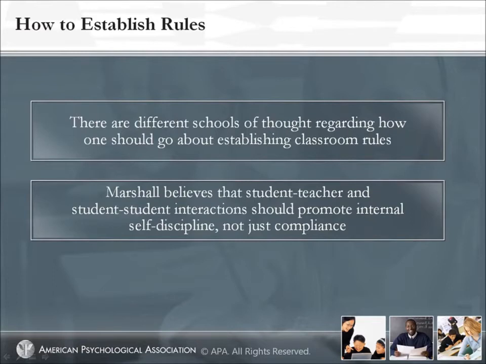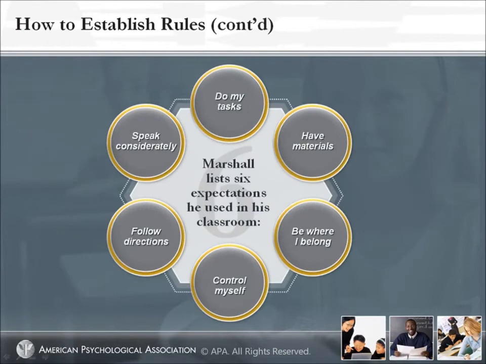Marshall lists 6 expectations he used in his classroom. 1. Do my tasks. 2. Have materials. 3. Be where I belong. 4. Control myself. 5. Follow directions. 6. Speak considerately. These are good expectations or rules because they are brief. There are not too many, and they cover many classroom situations.